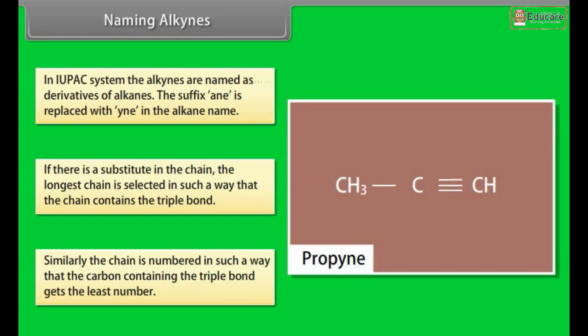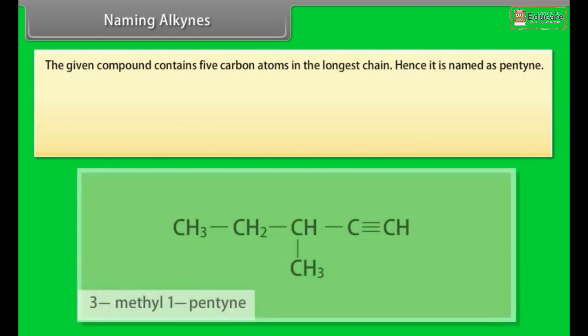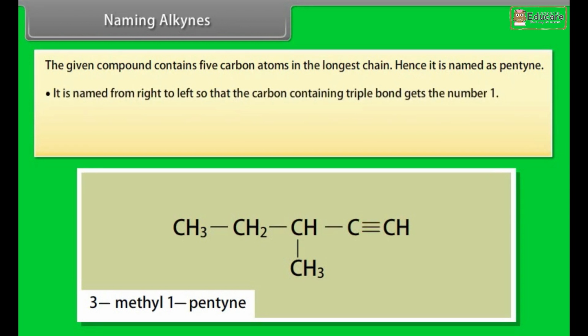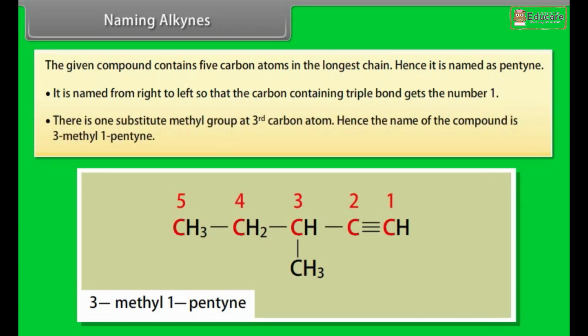For example, the given compound contains 5 carbon atoms in the longest chain, hence it is named as pentyne. It is numbered from right to left so that the carbon containing the triple bond gets the number 1. There is one substituent methyl group at the third carbon atom. Hence, the name of the compound is 3-methyl-1-pentyne.